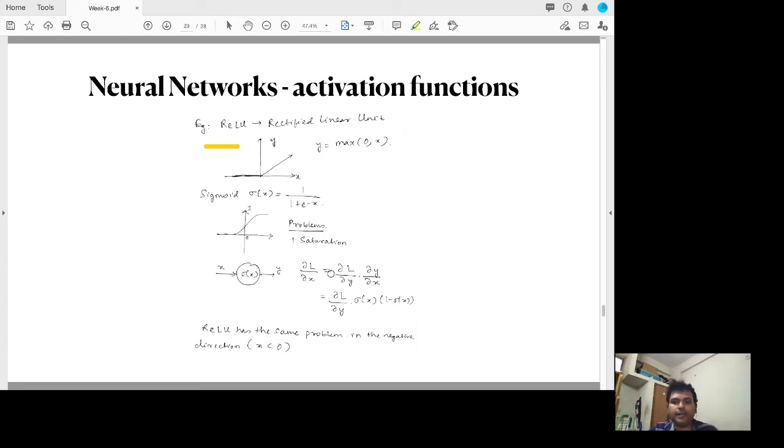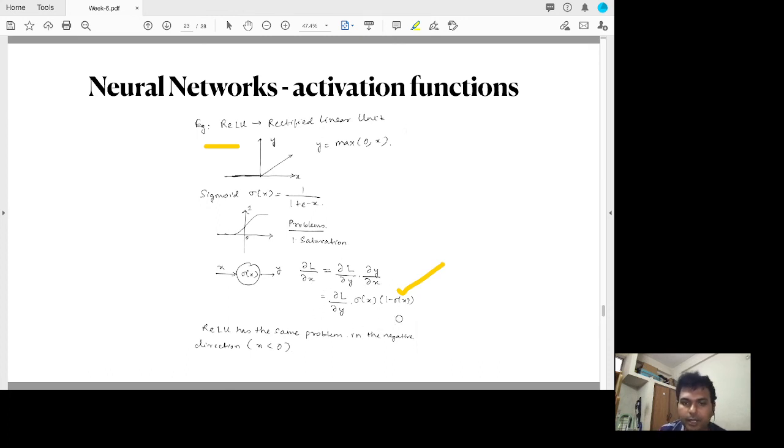As I said, by the chain rule, dou L by dou x equals dou L by dou y into dou y by dou x. And the sigmoid function has a derivative of sigma x into 1 minus sigma x. So this is the derivative. This point is clear, right, to everybody? Why dou L by dou x becomes this?